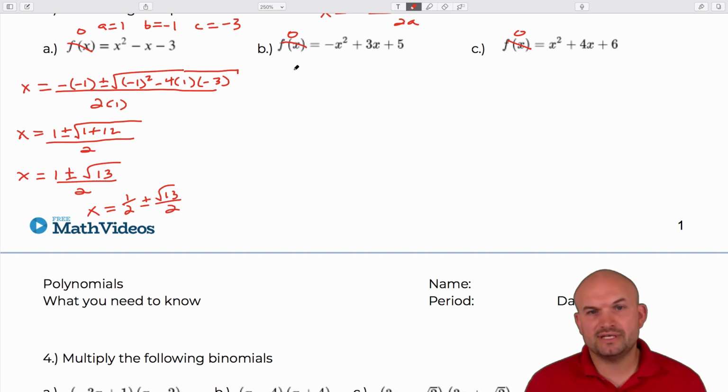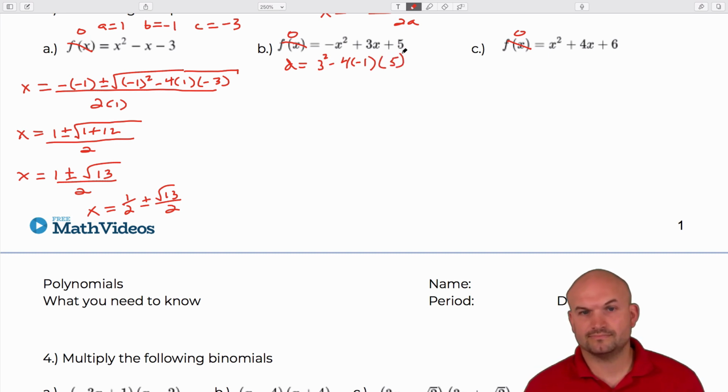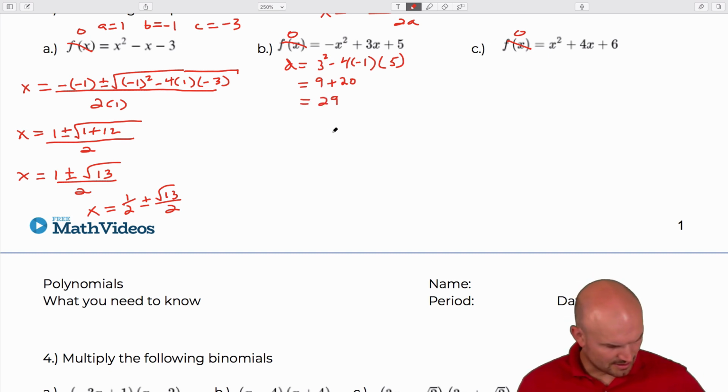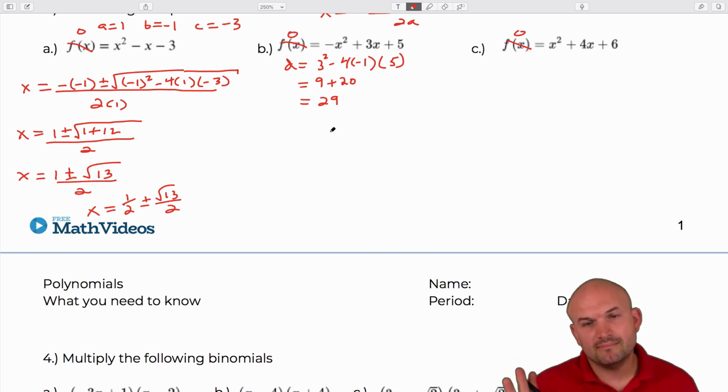So I'm just going to do the discriminant here. It is going to be b squared minus 4 times a times c, which is 5. So therefore, we get 9 plus 20, which is 29. Okay, so that's going to be my 29.